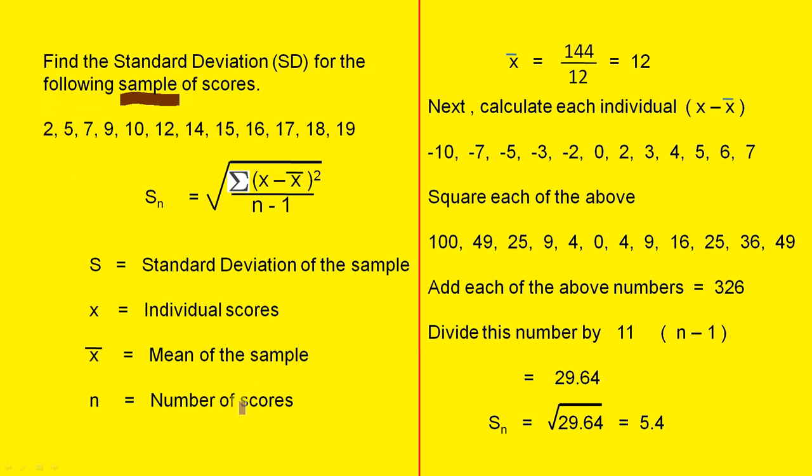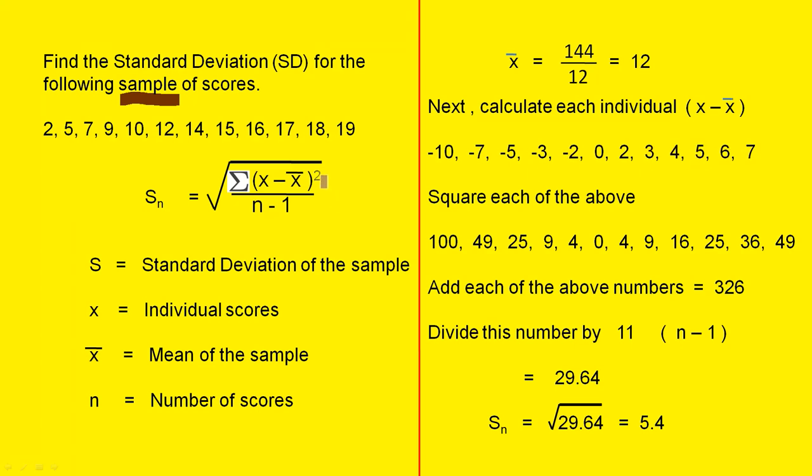So, firstly, via the formula we have to find the mean. So if we add the numbers up we get 144 over 12, so the mean is 12. So we worked out x bar. The formula then says we have to work out x minus x bar, which is each score minus the mean. So here we are, we've done that for each of the 12 scores. Okay, so that gives us each of the individual scores.